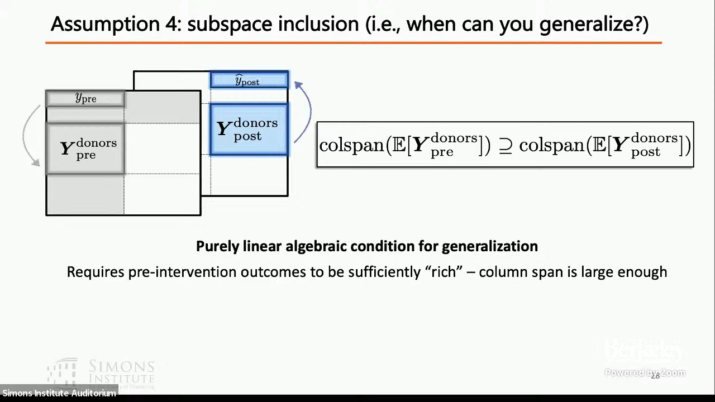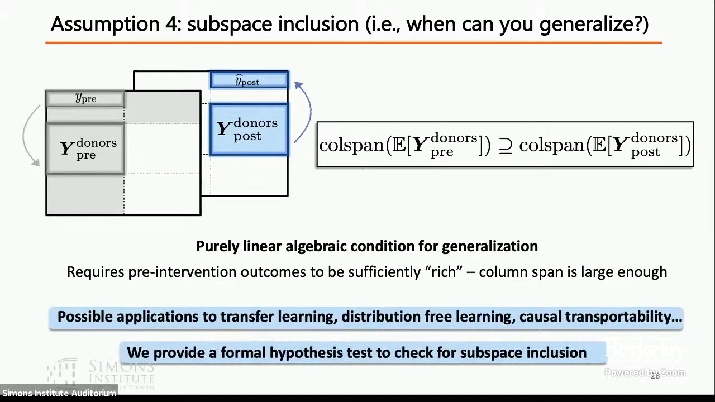What you really require is that your pre-intervention outcomes are sufficiently rich. What that means is the column span is large enough to learn something there. And this, I believe, has some interesting applications to, for example, transfer learning, distribution-free learning, etc. And given how important it is, we provide a formal hypothesis test to check for this.